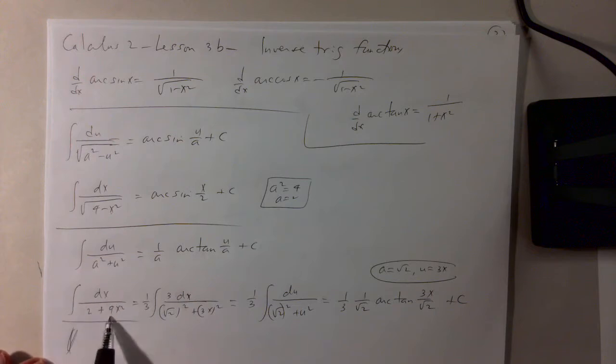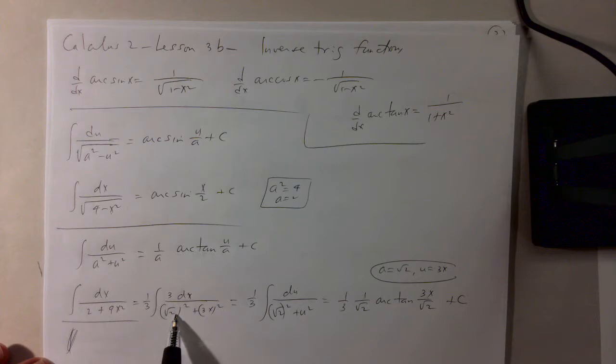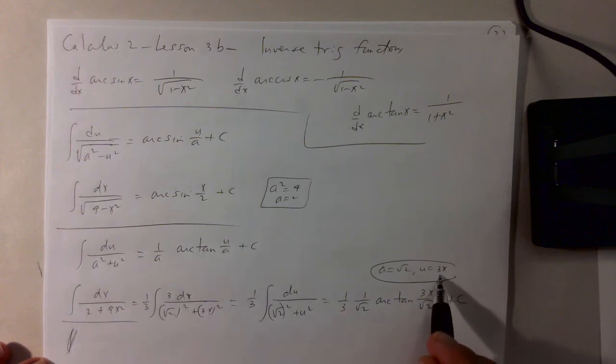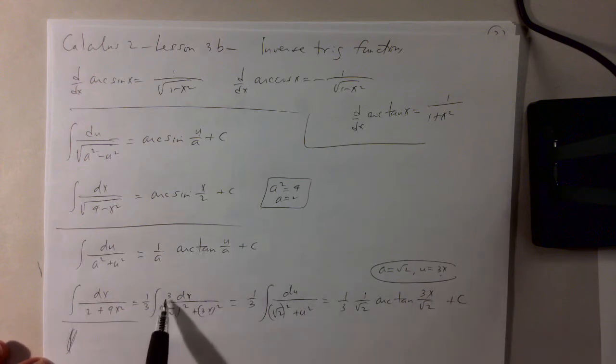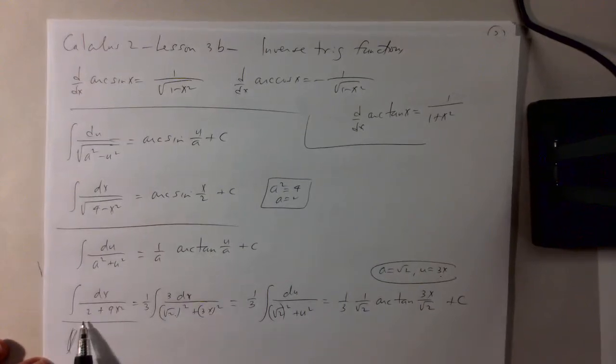1 over 2 plus 9x squared. So first of all, I want it to look like a squared plus u squared. So 2 is the square root of 2 squared. And 9x squared is 3x squared. And if I were going to make a substitution, u equals 3x, I would need a 3 in the numerator. So I can put a 3 in the numerator if I put a 3 in the denominator. So you can check these two things are perfectly equal.